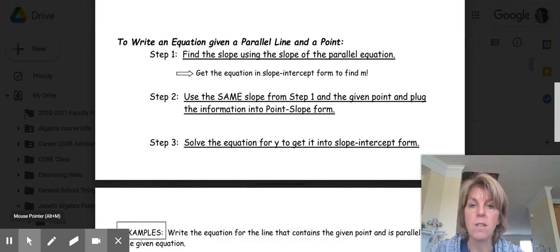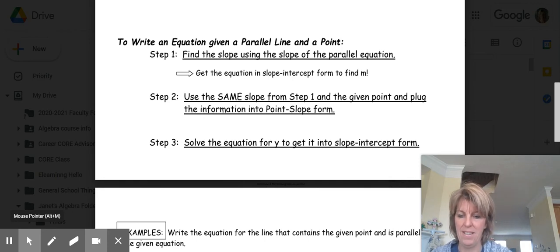Step 1 is find the slope using the slope of the parallel equation. So make sure that it's in slope intercept form, because it's in slope intercept form, finding the slope is really easy to do. So that's the first thing to do is just find the slope. What slope are you working with? Step 2, use the same slope that you just found and the point that you were given, slope and a point, and put that into point slope form. And then change it from point slope form to slope intercept form, just like we were practicing last week and this week. All right, let's take another one.